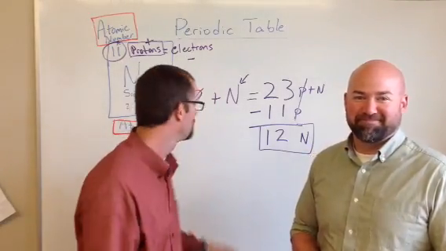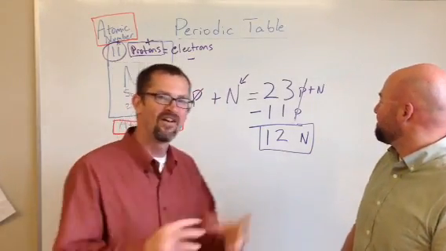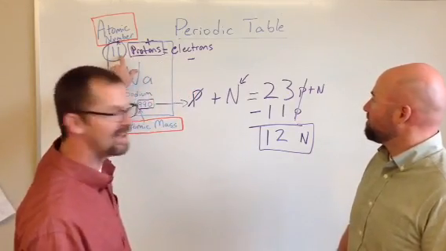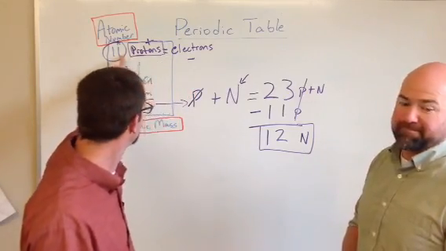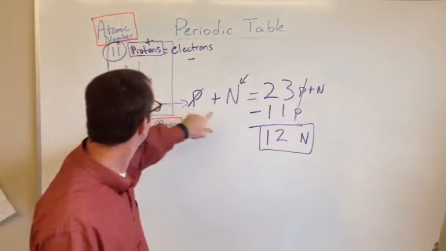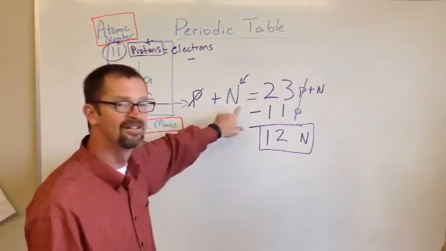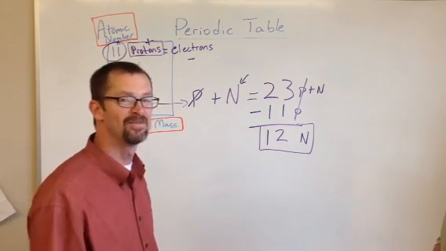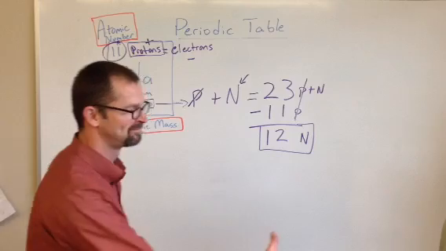And next time, we'll talk more about this variable number of neutrons. But for now, protons and electrons equal the atomic number. Atomic mass minus the protons gives you the neutrons. You heard it straight from the expert, Dr. Mendeleev. Thank you. You're welcome.